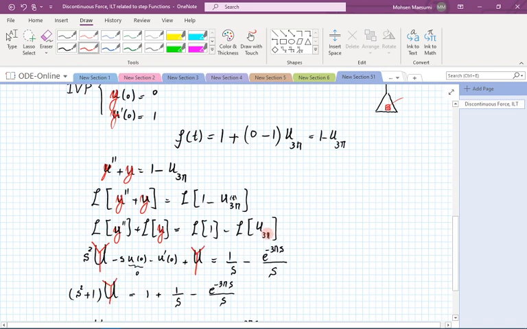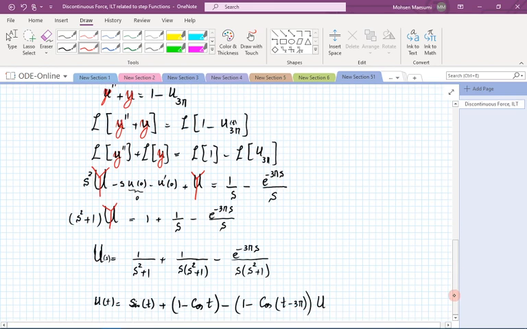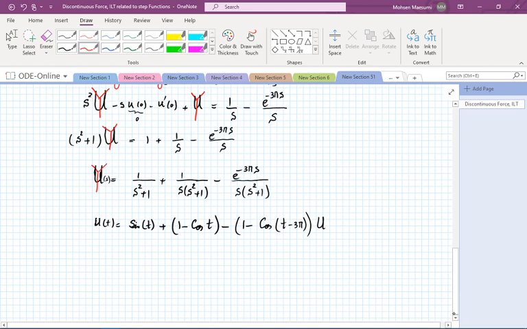The issue is that we don't want to confuse this with that one. We don't want to have the same letters show two different things. In a textbook with their fonts they can manage this, but with handwriting it's not easy to do. So sorry for that. So what we have here is exponential of minus 3 pi s. So it becomes u of 3 pi, this is going to be little u of 3 pi. That's a step function.